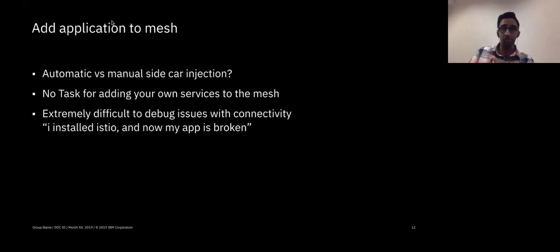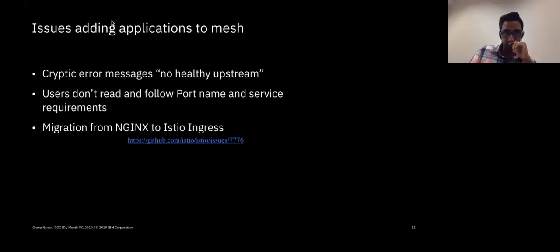Because I see issues all the time where they just enable automatic sidecar injection and then restart stuff, and then things are broken, and they're like, oh crap, I installed Istio, now my app is broken. That's not the experience we want them to go through. It's got to be incremental, and if it is, what is that experience? So that guide, I think, is missing.